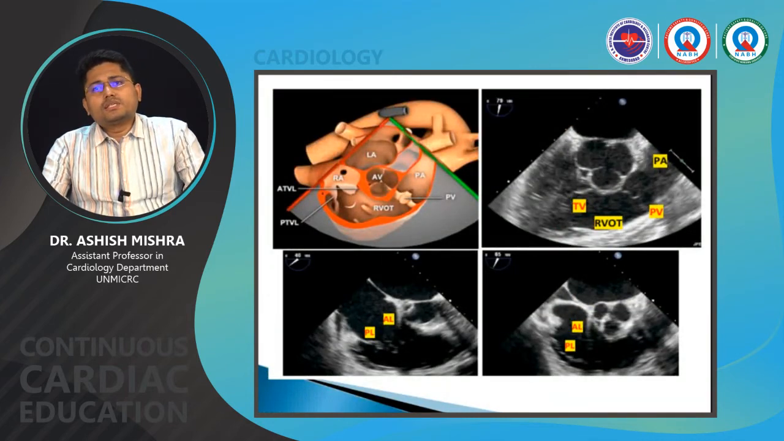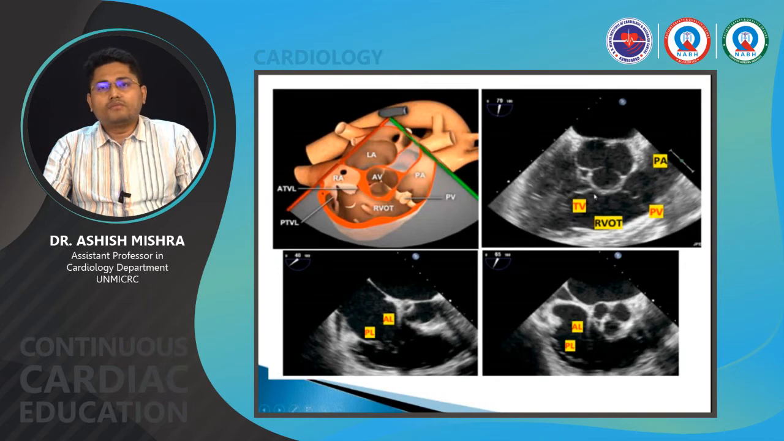So this is going in extension again. Some of these views we have already discussed. We can see this is basically the short axis at the aortic valve, mid-esophageal view. We can see the tricuspid valve, RVOT, pulmonary valve, and also the outflow and the PAs.